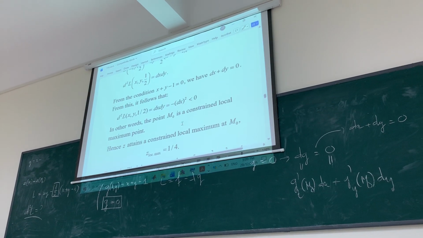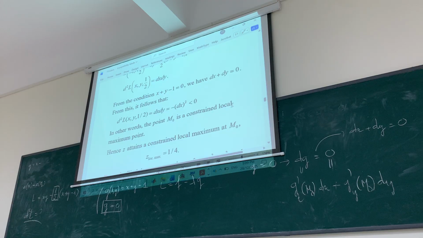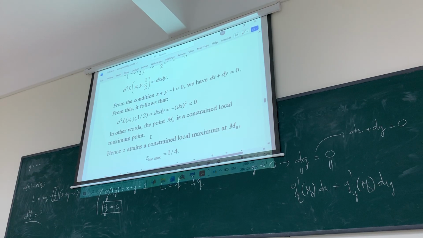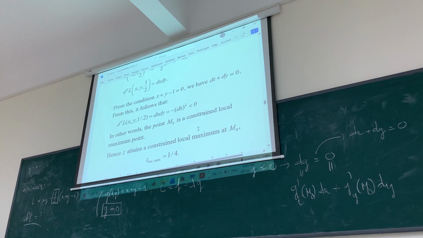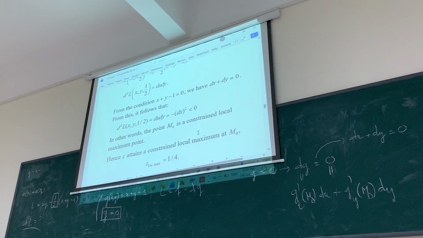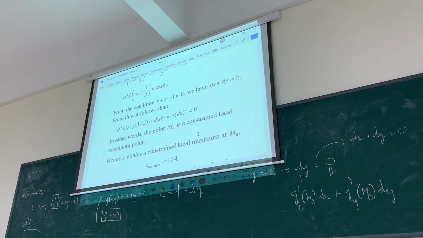Okay? So the point M0 is 1/2, 1/2. The curve attains a maximum point, depending on the property related to d squared L. Hence, z attains a maximum at this point M0. We can estimate the value here: z local maximum is equal to 1/4.